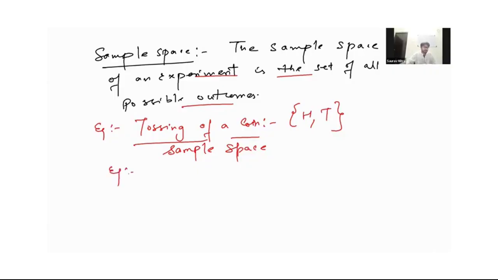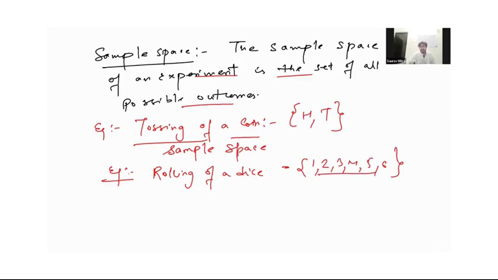Similarly, rolling a die: you will get 1, 2, 3, 4, 5, 6. These are your outcomes, but if I put them in curly brackets, you get your sample space. So this is the collection of all the possible outcomes. The total outcomes result in the formation of your sample space. So this is how we should know some important definitions of probability, random experiments, and sample space. They are all interrelated.